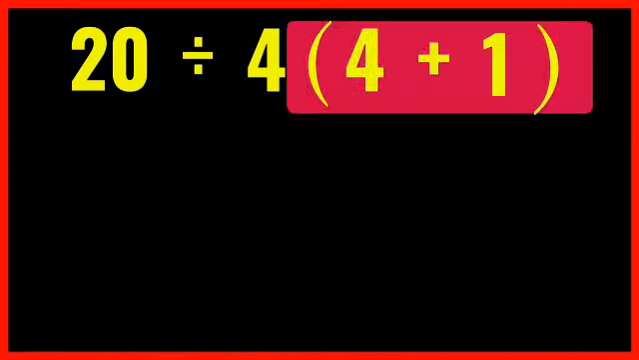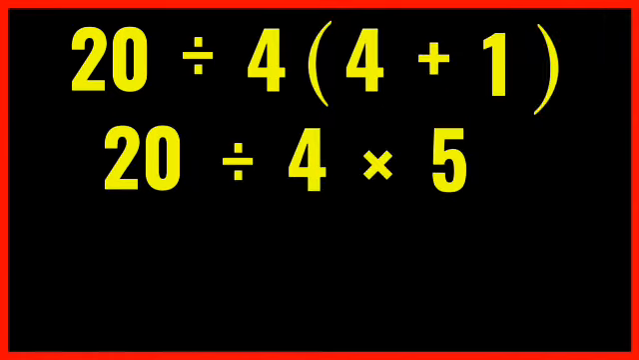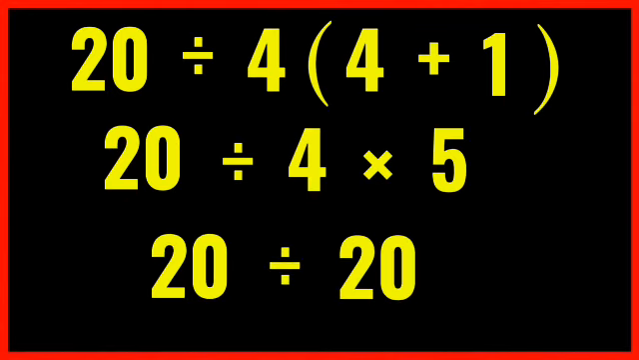First, we handle the parentheses. 4 plus 1 gives us 5. Now we multiply 4 times 5, which gives us 20. And finally, 20 divided by 20 equals 1.